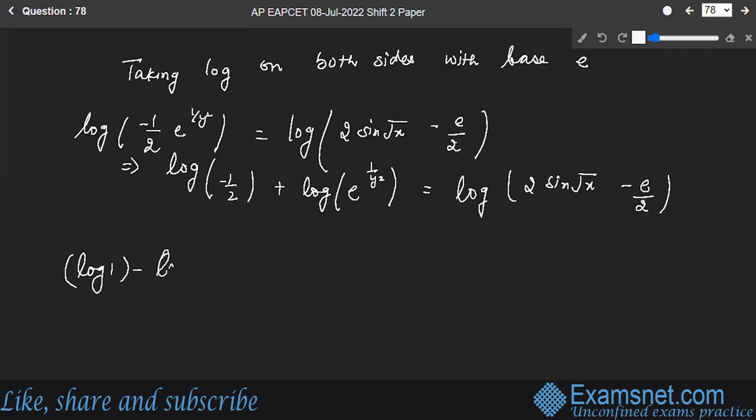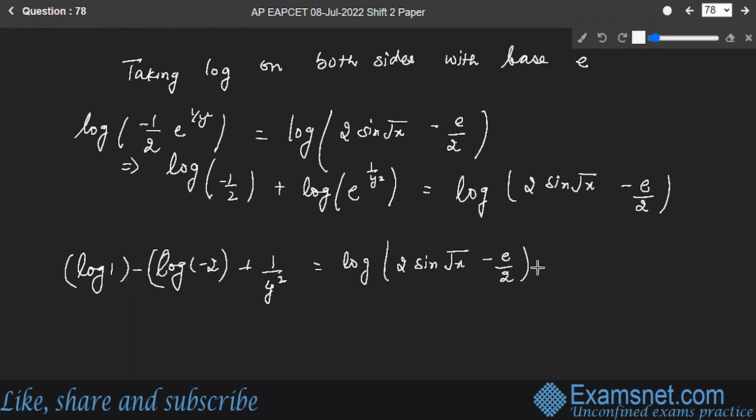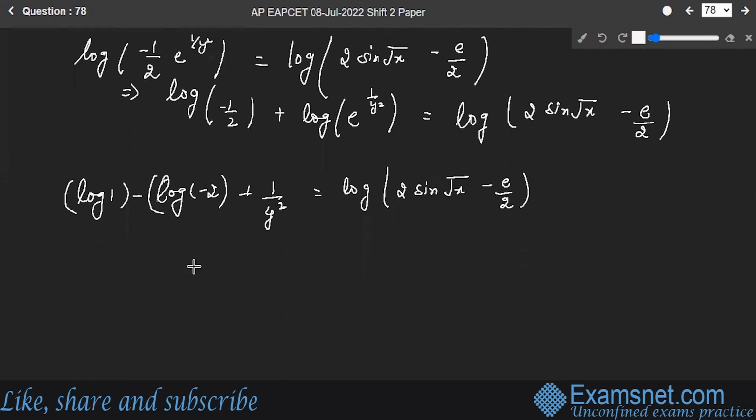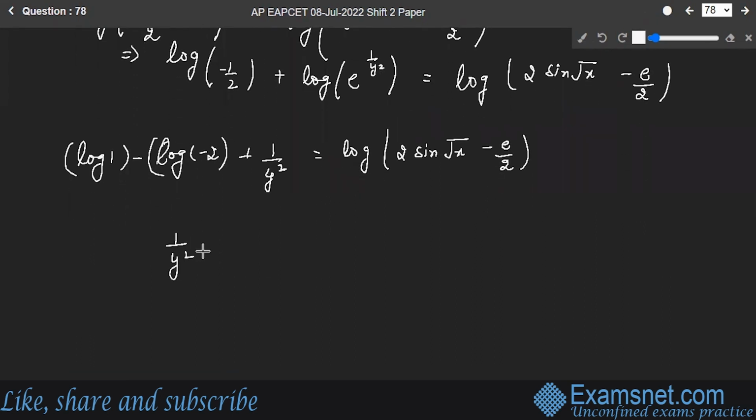Wait, how will I write? Log of minus 2 plus 1 by y square is equal to log 2 sine root x minus e by 2. Log 1 is 0 and minus of minus log 2. This will be, I can write it like 1 by y square is equal to log of 2 sine x minus e by 2 multiplied by minus 2, because I'll be taking this one on this side. So it will be plus, so it will be multiplied.